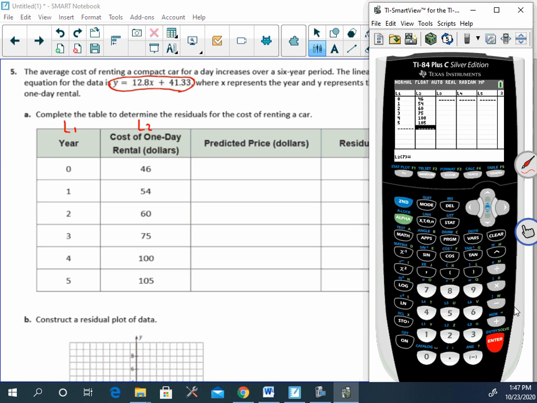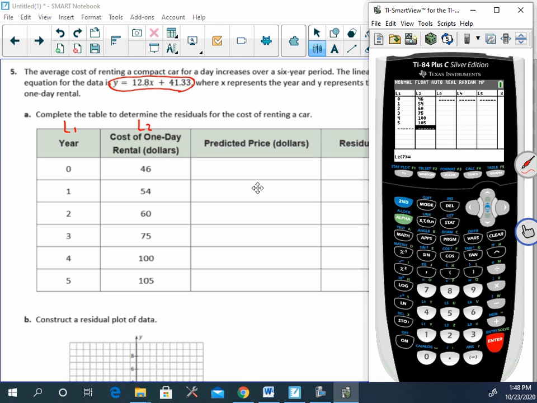And then we want to figure out the predicted price. Now the predicted price is what this line would predict it to be. So if we want to know what this line would predict it to be in year 0, we would plug 0 into that equation and we'd get 41.33. And then if we wanted to figure out what it would be at year 1, this is our X, so we'd plug 1 in and we would find what our Y value is. That would be the predicted price.